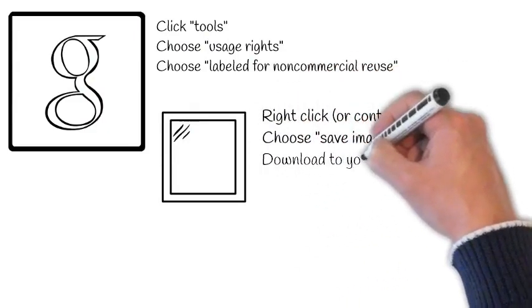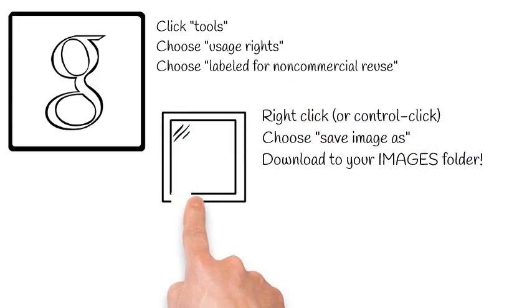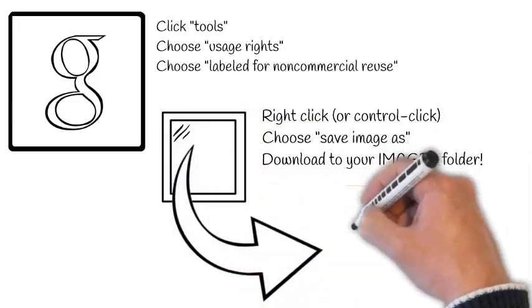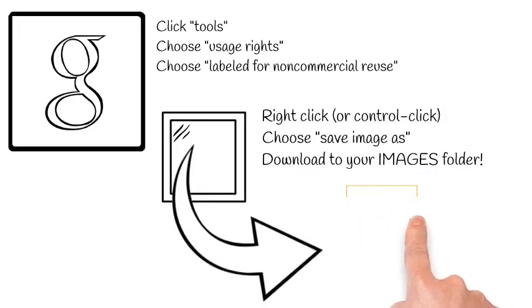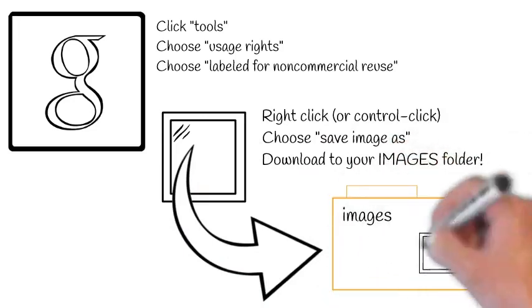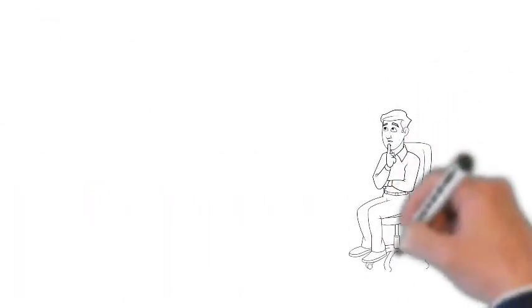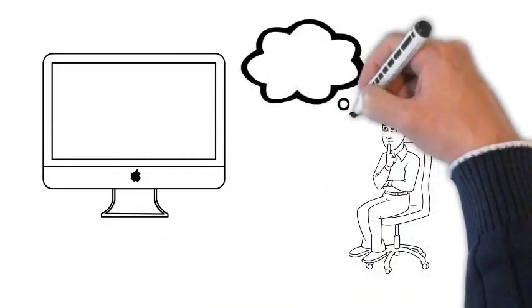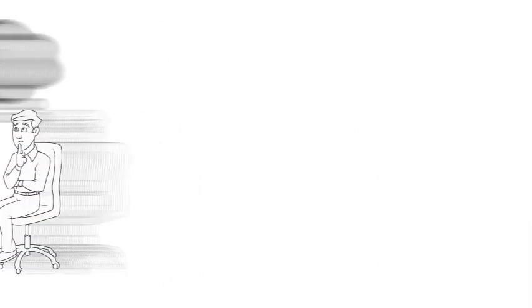Once you find your image, right-click or control-click, choose Save Image As, and download those images to your Images folder. So that's the images folder we just made. We're going to put those images into that particular folder. Of course, then the question is, how do I get this into my web page? Well, we're going to show you how to do that next.